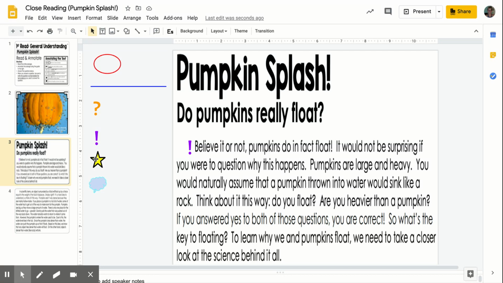Well, I'm going to make a connection here because, yes, I have floated in the ocean or in the pool, and I certainly am heavier than a pumpkin. If you answered yes to both of those questions, you are correct. So what's the key to floating? To learn why we and pumpkins float, we need to take a closer look at the science behind it all.